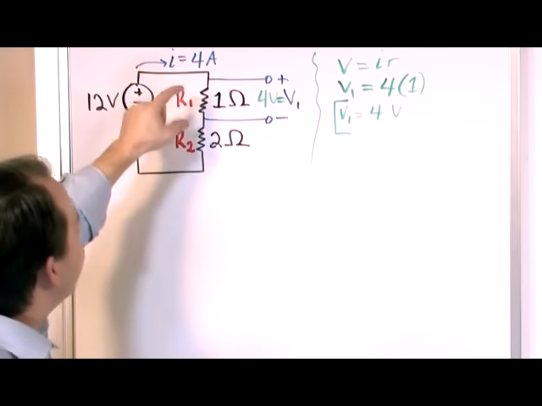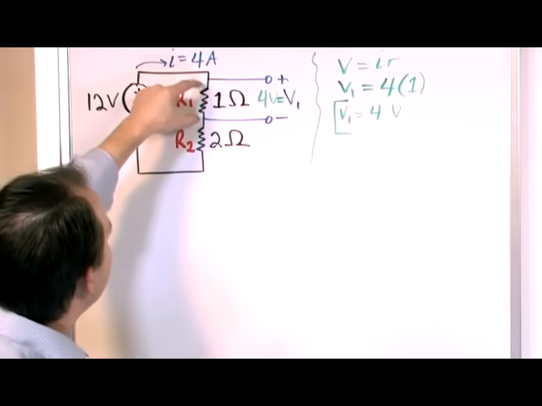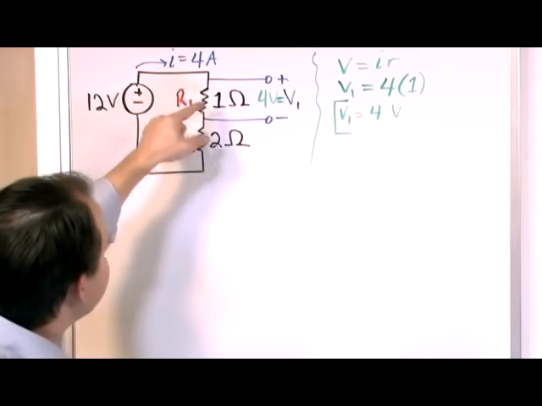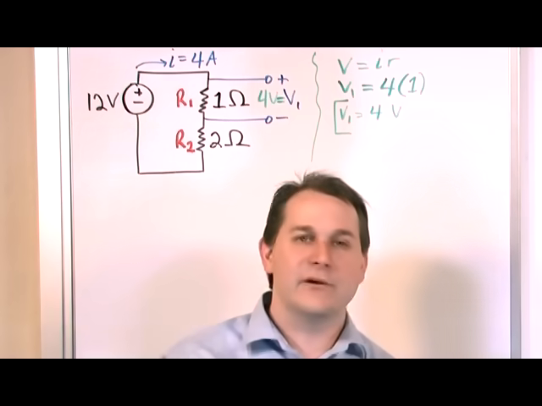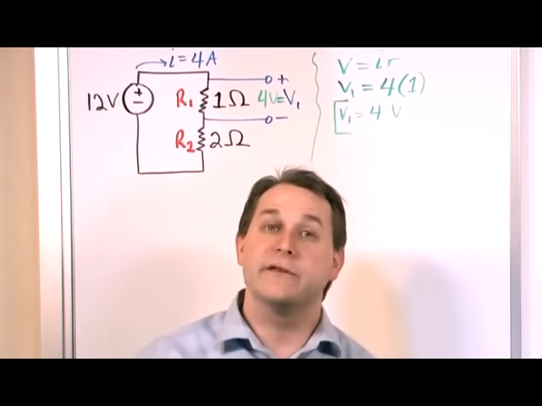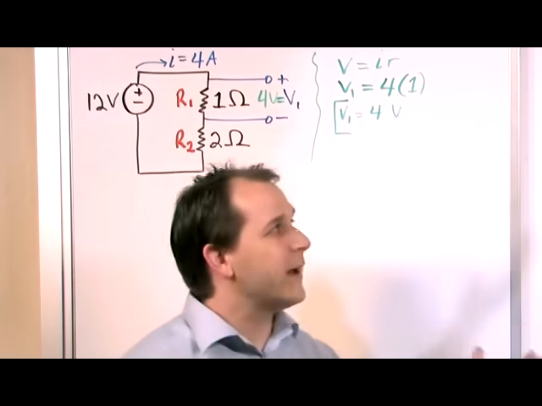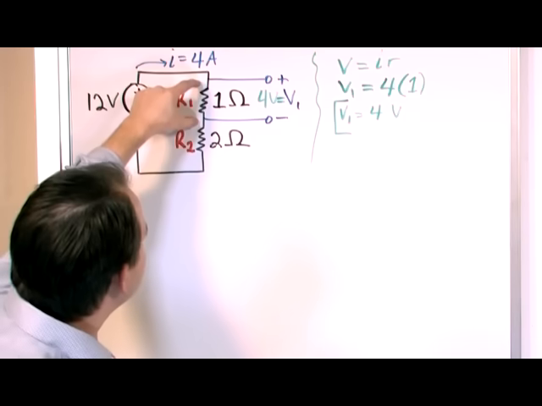It didn't matter. If we know what the resistance of this R1 is, and we know what the current is going through that resistance, all we need to know is what the value of the resistor is and what the current is going through it to calculate the voltage. What voltage are we talking about? It's the voltage across the element that we're talking about.